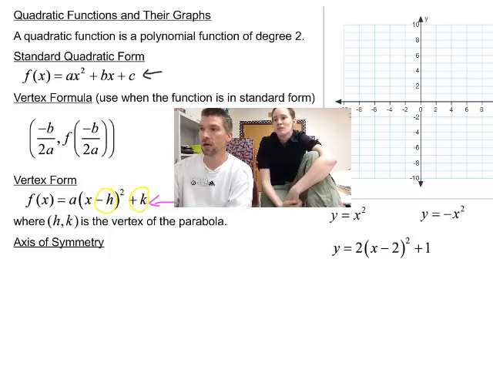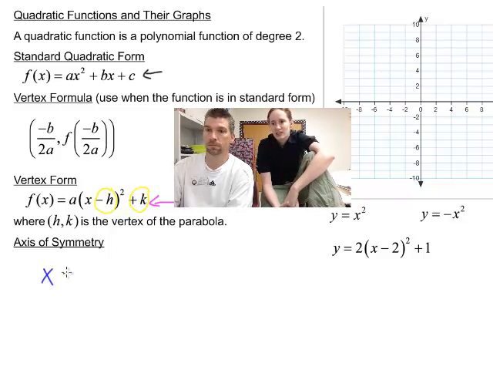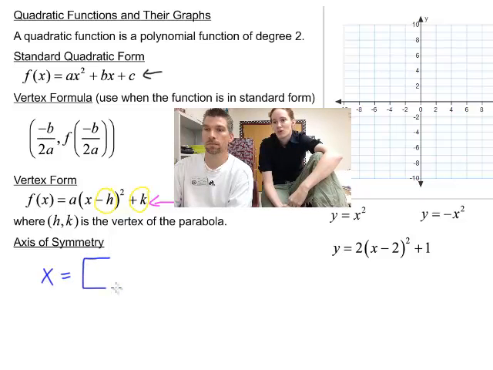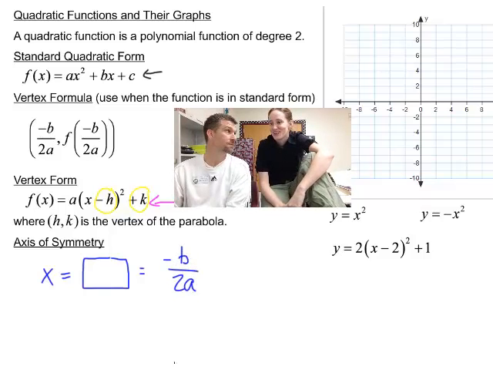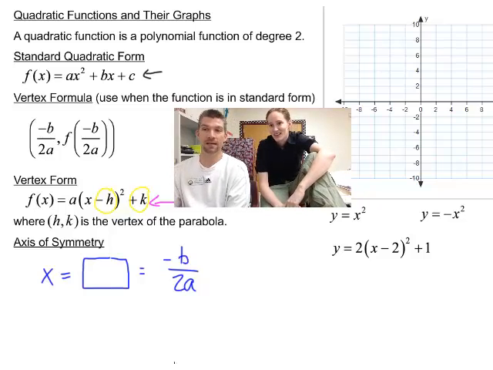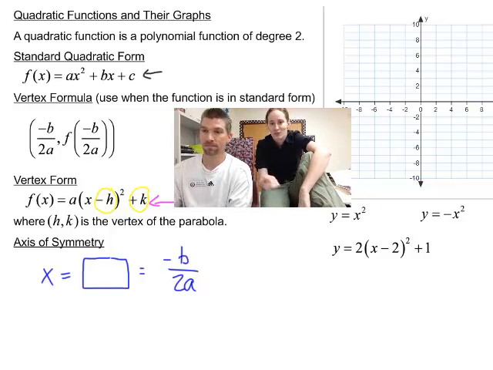So that negative h becomes positive h for our vertex, and the k on the outside continues to be positive k. That's correct. The axis of symmetry, depending on which way you found your vertex, is the x value. x equals whatever. It'll either be negative b over 2a if you found the vertex that way, or it'll be h if it's in vertex form. So the axis of symmetry is x equals h.